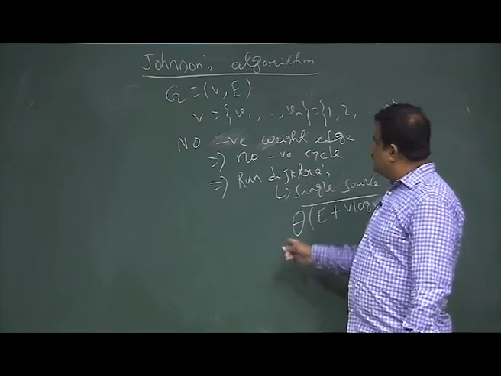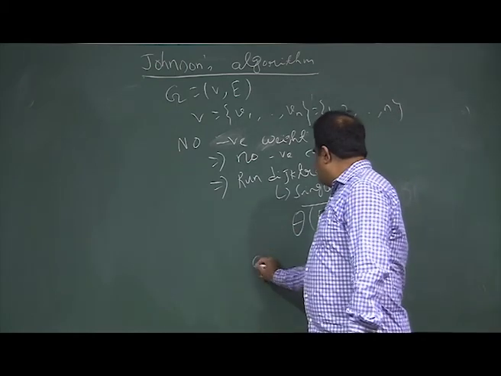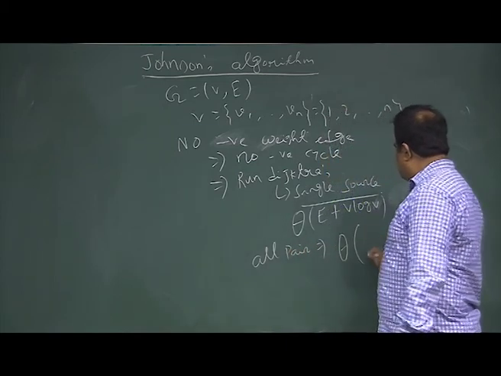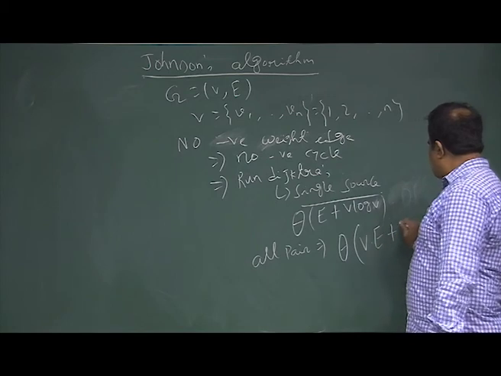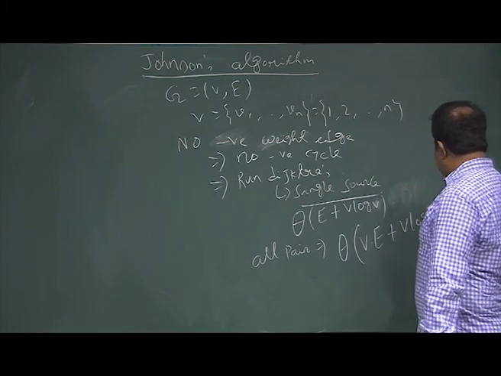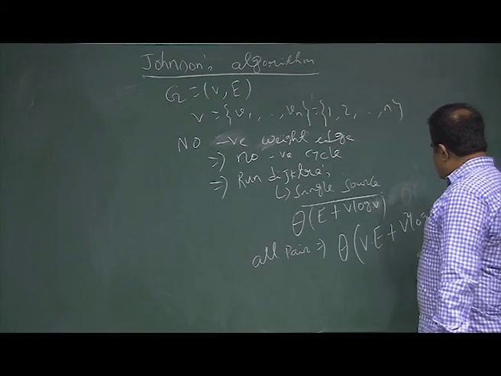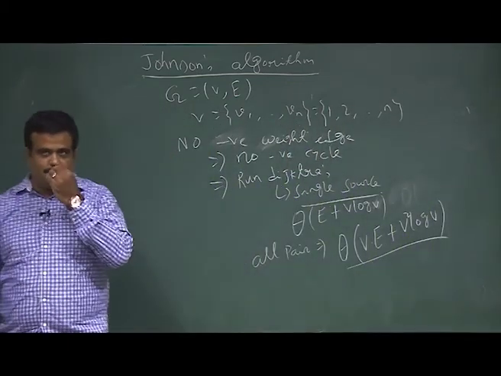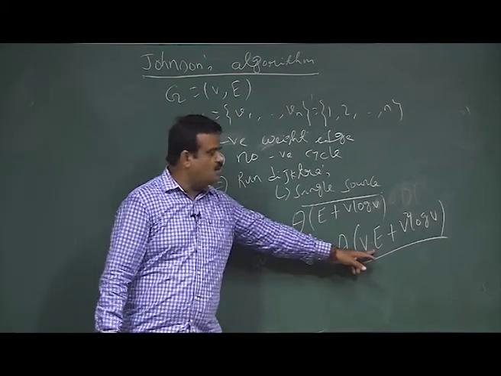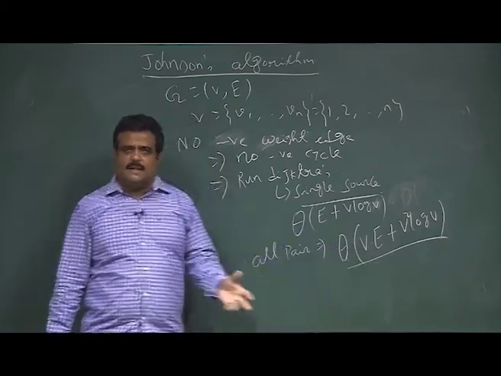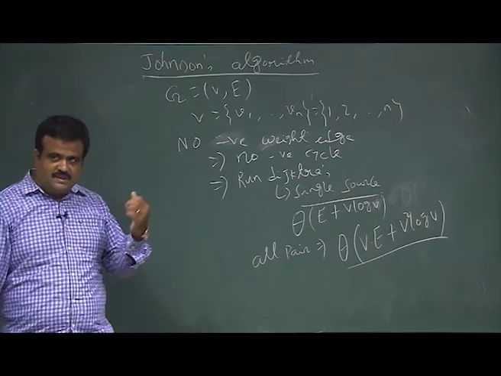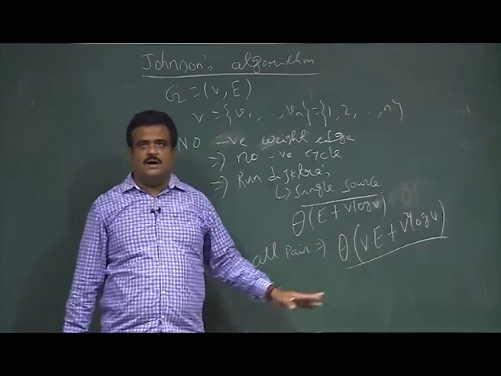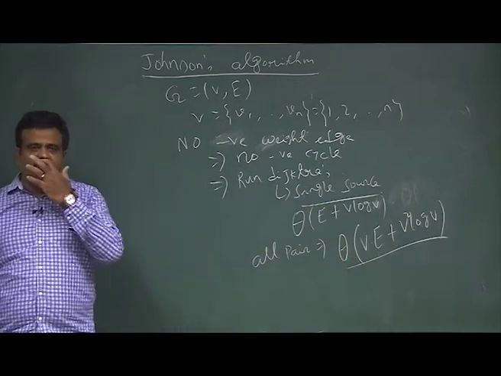Now, if we run it for all pair shortest path, it will be order of V times E plus V square log V. This is as good as Floyd-Warshall, because this is at most order of n cube, but sometimes if E is not order of n square, then it is less. So depending on E, it will be either order of n cube or order of n square log n.